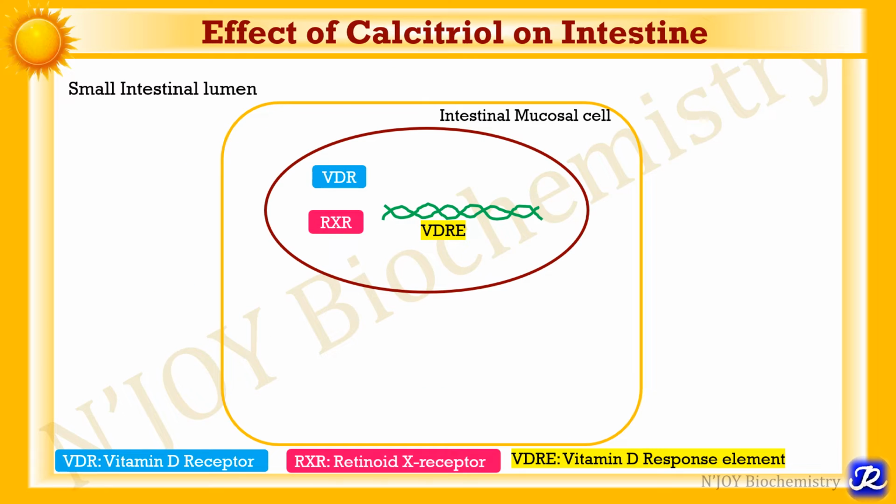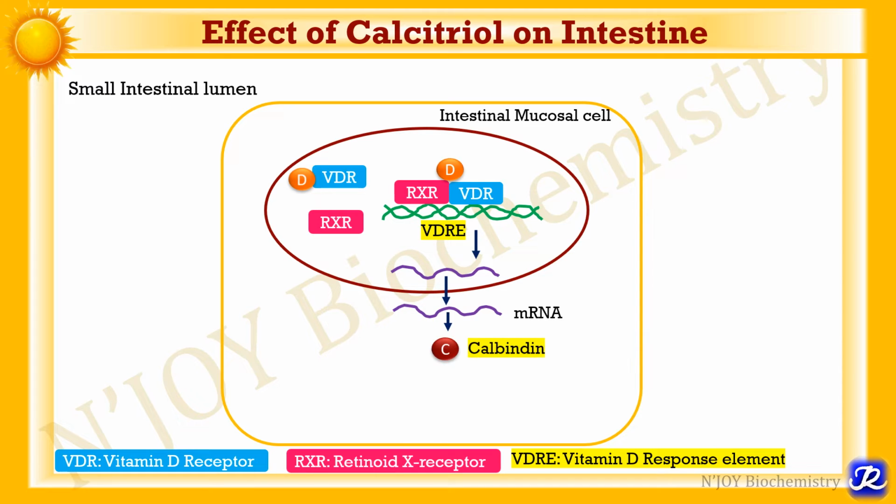Now, what are the effects of calcitriol on intestine? We have already seen that the mechanism of action of calcitriol is similar to that of steroid hormones. So, in the target cell, that is the intestinal mucosal cell, calcitriol is transported inside the cell. It binds to the vitamin D receptor, forms a heterodimer with retinoid X receptors and modulates the gene expression. There is formation of a protein known as calbindin, which is responsible for transport of calcium from the intestinal lumen into the circulation.